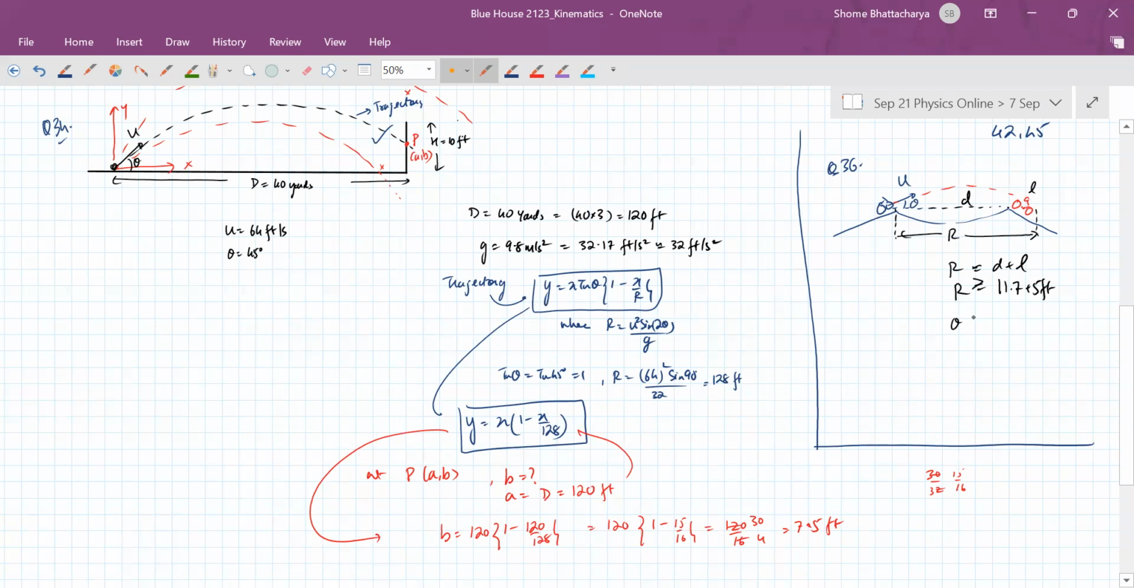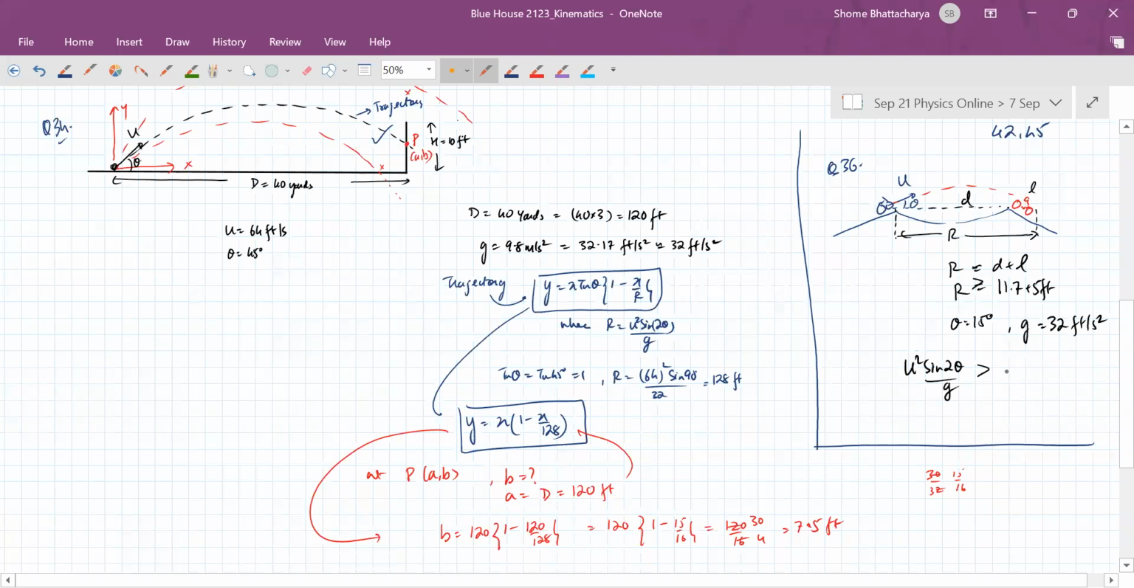So the range should be greater than or equal to this, and the angle of projection is 15 degrees. Take g as 32 feet per second squared. So u squared sine 2 theta divided by g, that is the range, should be greater than or equal to 16.5 feet. So u squared sine 30 divided by 32 should be greater than or equal to 16.5. Solve this for u, and you will get a condition that u is greater than or equal to a certain quantity.